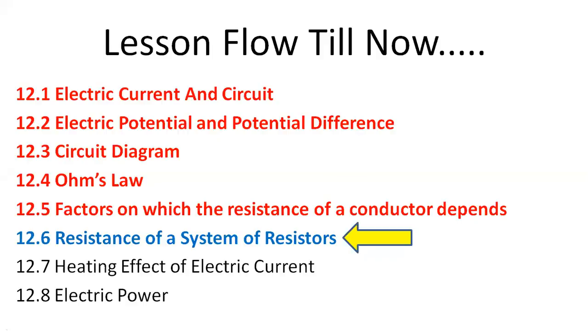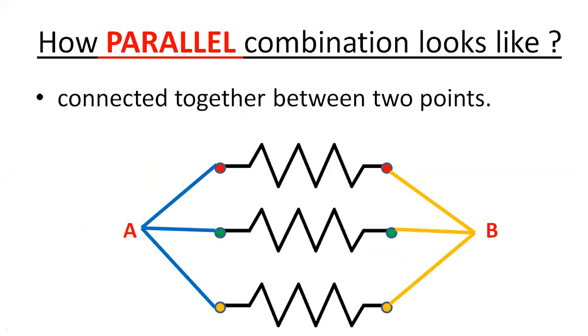So this is part 2 of 12.6. We are going to discuss 12.6 again, but this is part 2 regarding parallel combination. Now, first we will just revise what a parallel combination is. A parallel combination looks something like this. We already know what it is. It is nothing but a connection of resistances between two common points.